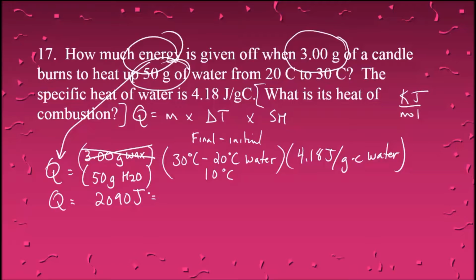Problem number 1, this is in joules. That's how much energy the water absorbed. Therefore, how much energy did the wax give off? Energy is not lost. We learned that from Hank Green. Energy is never lost. So if the water absorbed 2,090 joules of energy, how much energy did the wax give off? 2,090 joules. So it's okay to use that number, even though it's for water, because energy is never lost. So our first problem is we need to convert joules to kilojoules.